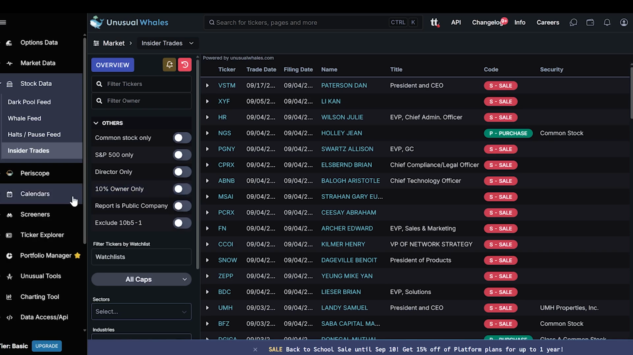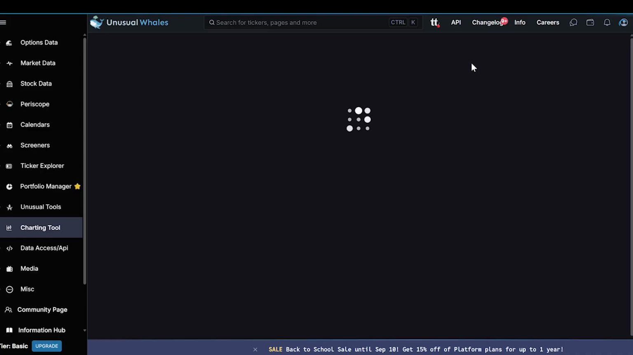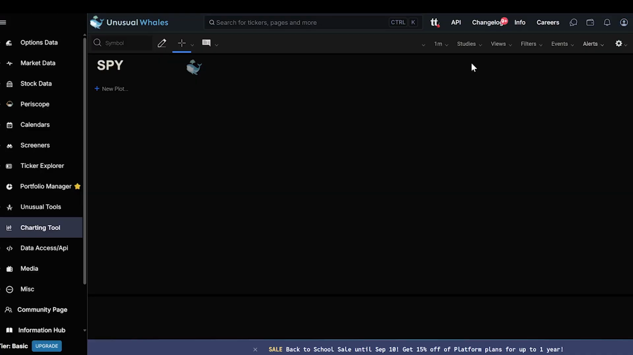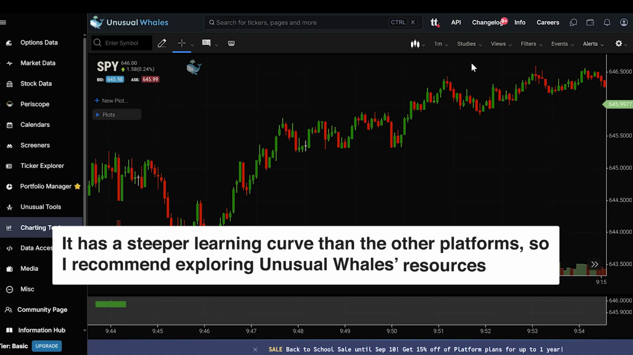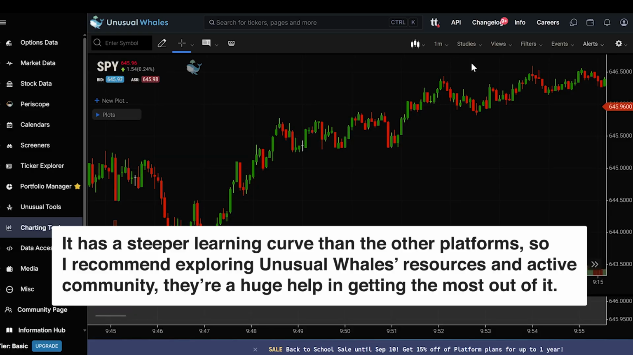There's a lot more available with Unusual Whales that I'm not going to cover here, including screeners, watch lists, a trading integration with Tasty Trades, as well as built-in charts. So this is, again, a really powerful, comprehensive platform that also can be quite overwhelming if you're not used to it. It has a much steeper learning curve than the other unusual options order flow platforms I showed you. So I definitely recommend taking the time to dig into Unusual Whales resources and their pretty active community, which is really helpful for this platform.